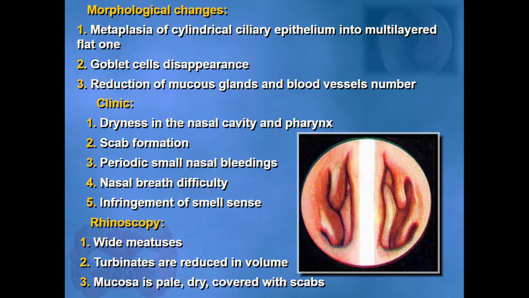The patient can feel dryness in the nasal cavity and pharynx, formation of crusts, periodically nasal bleeding, nasal breathing difficulty, and also decreased sense of smell. During rhinoscopy we can see wide nasal meatuses, turbinates reduced in volume, mucosa pale, dry, covered with crusts, but also it may be hyperemic.